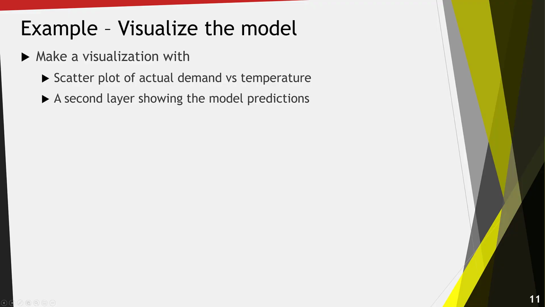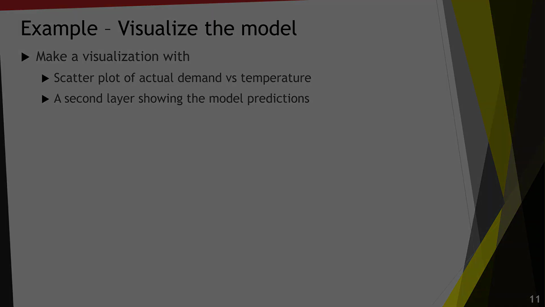Let's use add_predictions to create a visualization of our model predictions. What we'll do is we'll create a scatter plot with the actual demand on the y-axis and the temperature on the x-axis. And we'll add a second layer that similarly has the model predictions on the y-axis and the temperature on the x-axis.